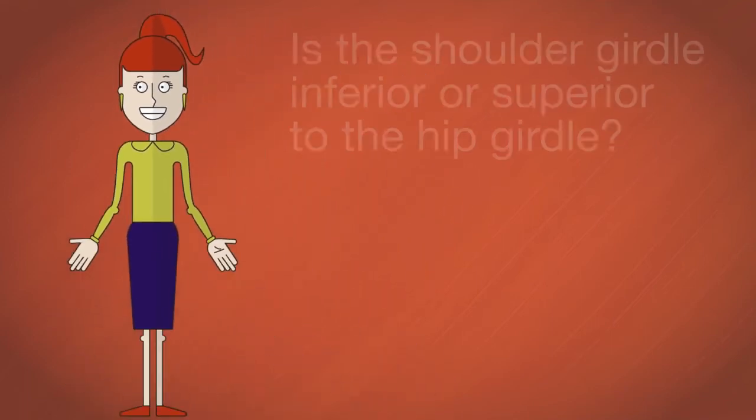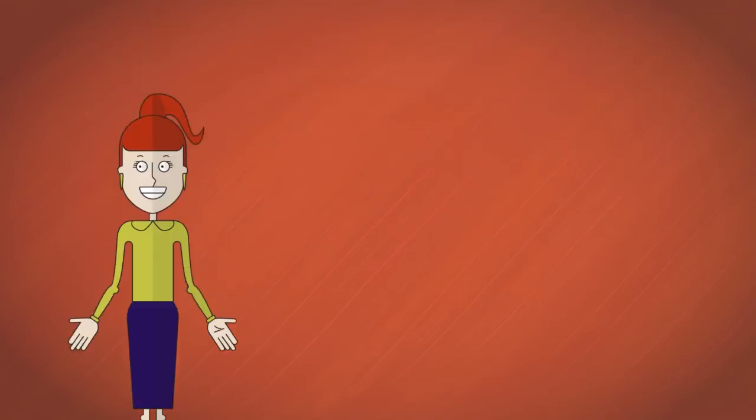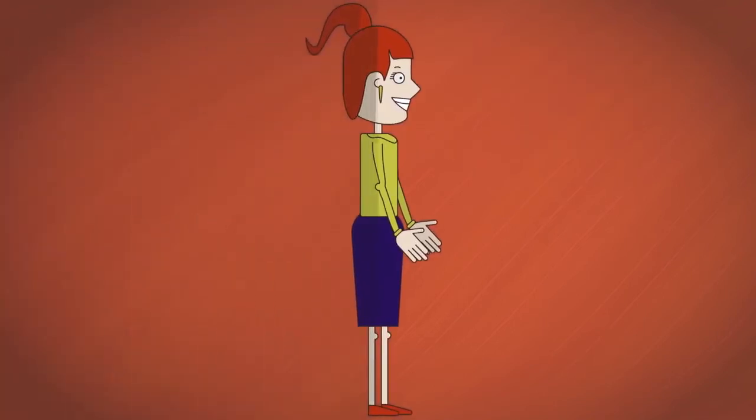Let's try one more. Is the shoulder girdle inferior or superior to the hip girdle? Correct. It's superior to the hip girdle because the shoulder girdle is above the hip girdle. Let's learn two more definitions.